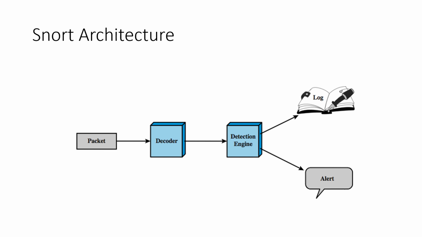Next is log. For each packet that matches a rule, the rule specifies what logging and alerting options are to be taken. Next is alert. For each detected packet, an alert can be sent.